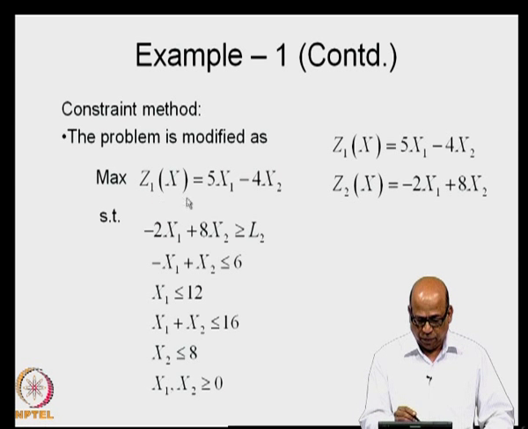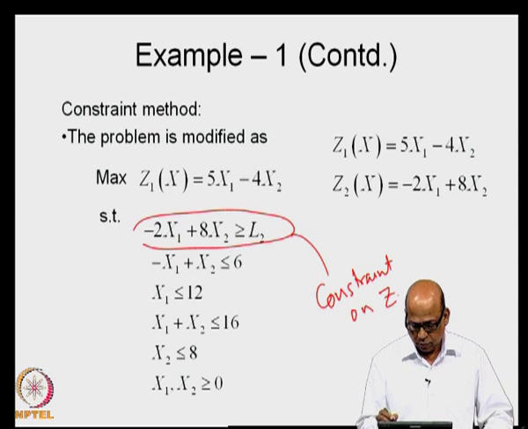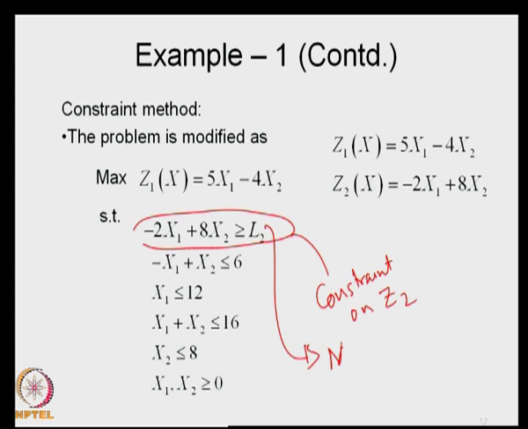We will pick up the first objective function Z1(x), we will maximize that, and we will put a constraint on the second objective function. So, this is a constraint on the second objective function. And these are the lower levels which Z2 must satisfy.